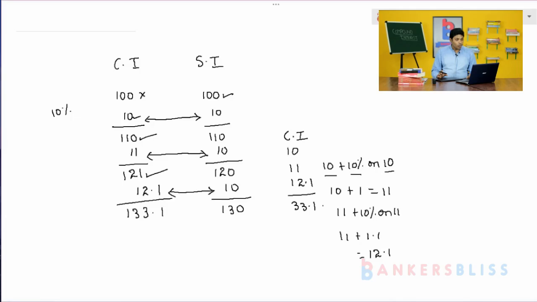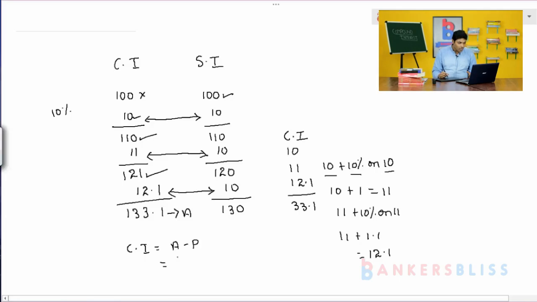So till now whatever we have explained is the concept method. Conceptually we have explained each and everything. Okay, so 133.1 rupees is the total amount we got after 3 years. So compound interest is equal to total amount minus principal amount. Under simple interest the formula is the same, and under compound interest also the formula is the same.